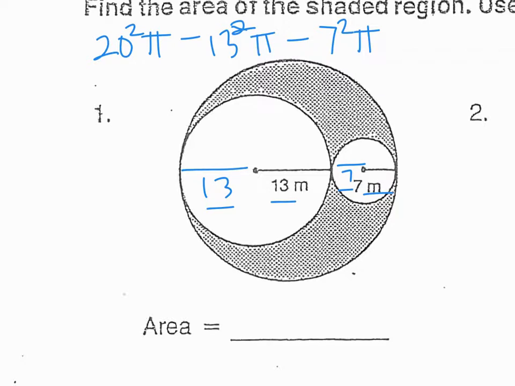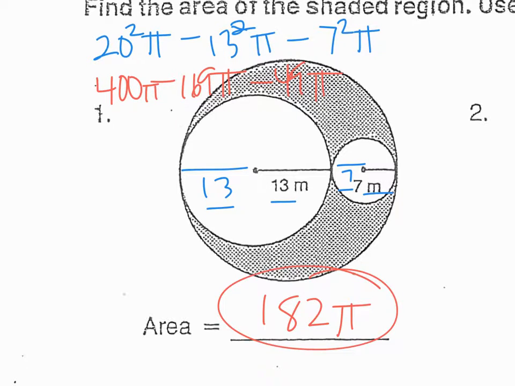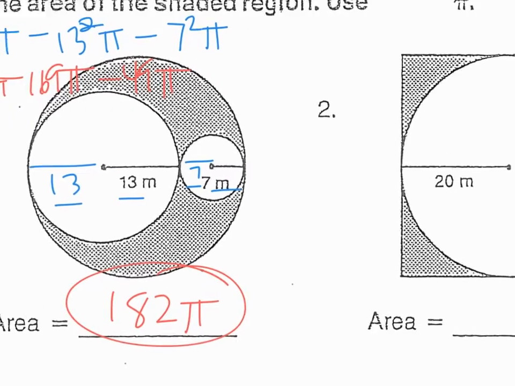Something pi, 0 pi? Not 0. We came out 0 pi. You should have ended up with 400 pi minus 169 pi minus 49 pi. Oh, I didn't square this. Should have ended up 182 pi is correct. Okay? 400 minus 169 minus 49. All right, so example number 2 then.